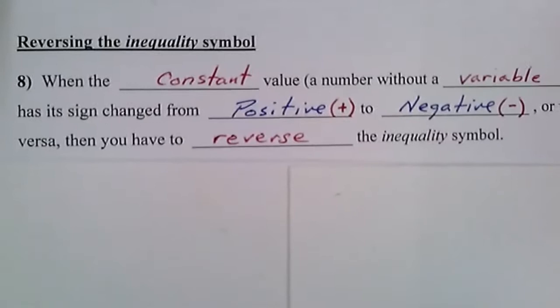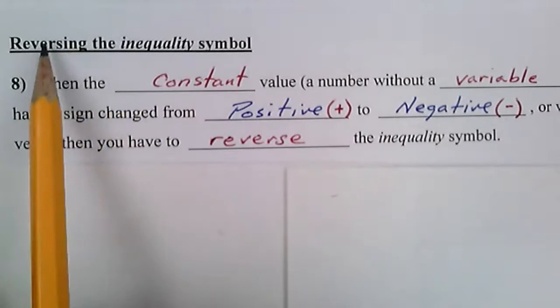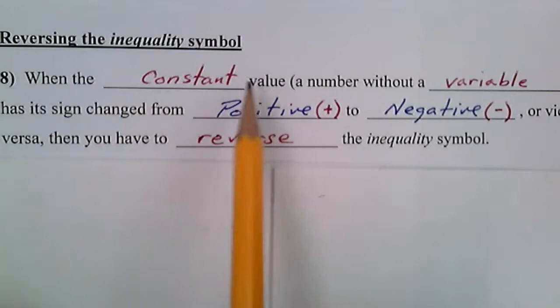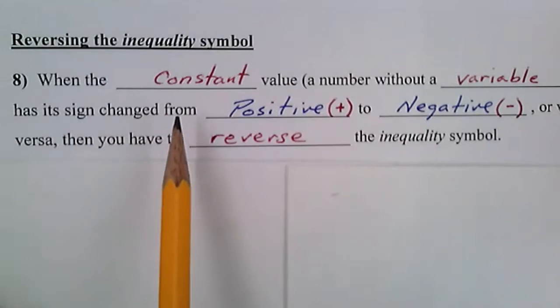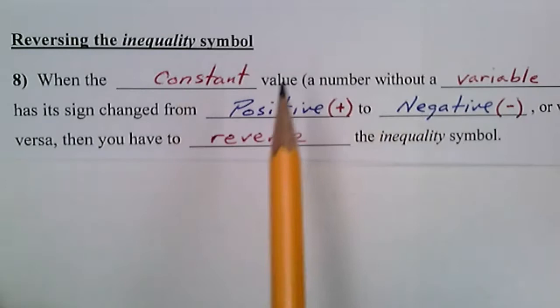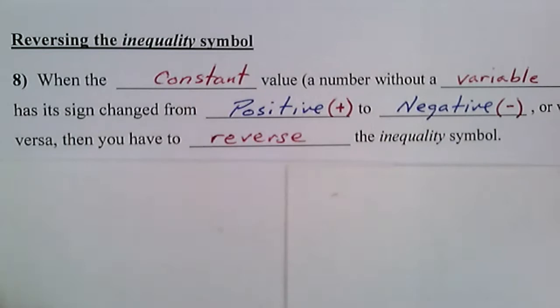Okay, so now when we're solving inequalities, sometimes we have to reverse the inequality symbol. So when do we do that? Well, when the constant value, that's a number without a variable, has its sign changed from positive to negative, okay? So when the value that doesn't have a variable has its sign changed from positive to negative or vice versa, then we have to reverse the inequality symbol.